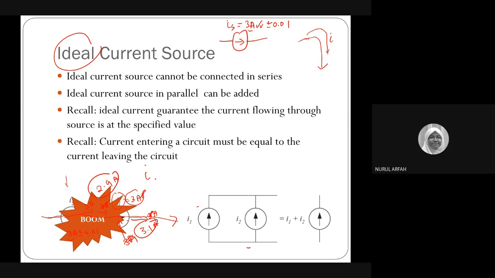So what should you do? You can do it like this. Put it in parallel. Why? Because if this is 3 amps and another one is also 3 amps, maybe in real life it will give you 2.9.